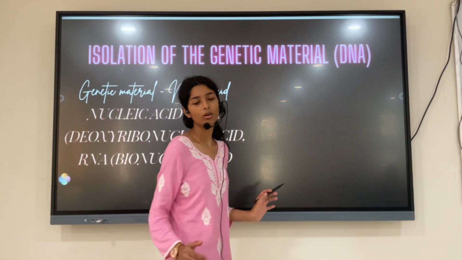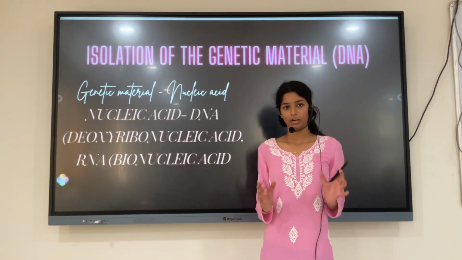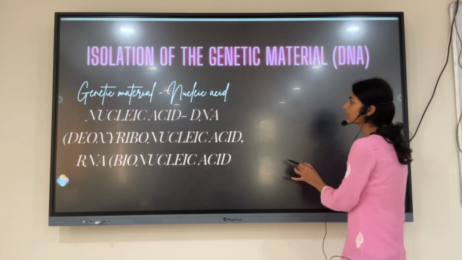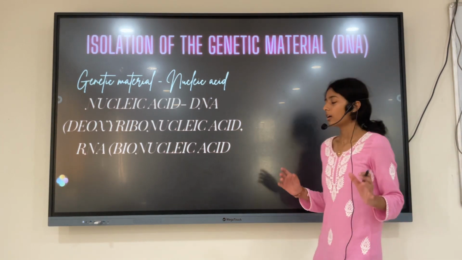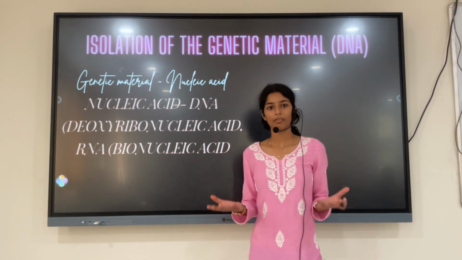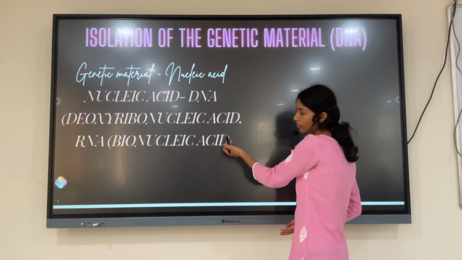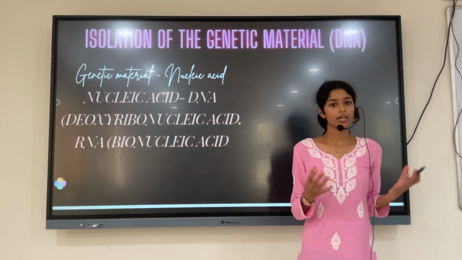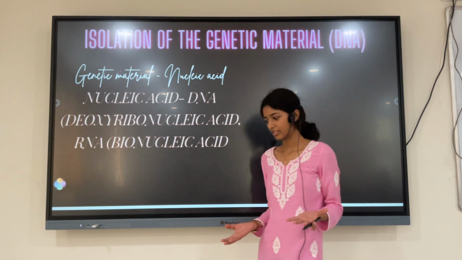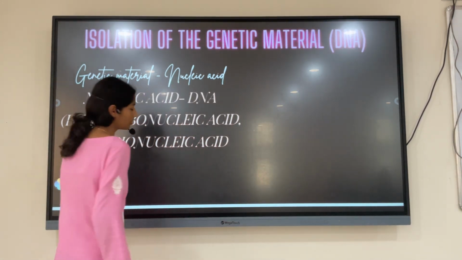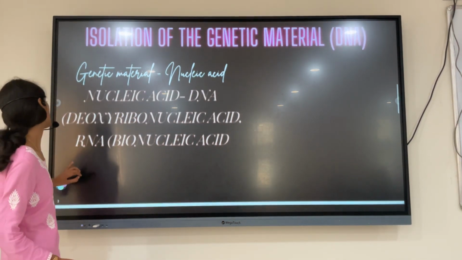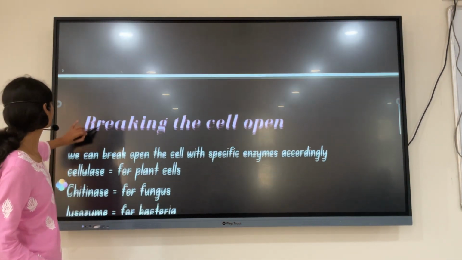As we know, every organism on earth has its genetic material as nucleic acid. Most of the organisms have DNA as the genetic material, which is short for deoxyribonucleic acid, and some organisms like viruses have RNA as their genetic material, short for ribonucleic acid.